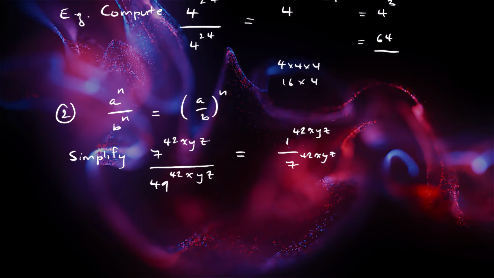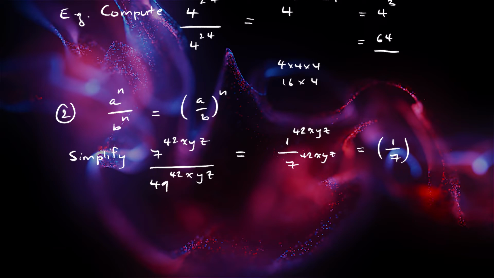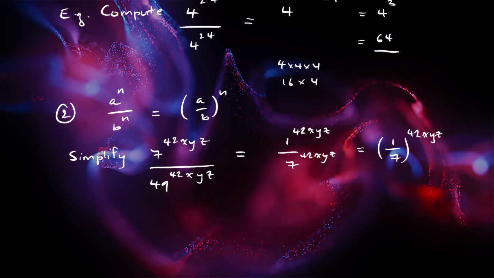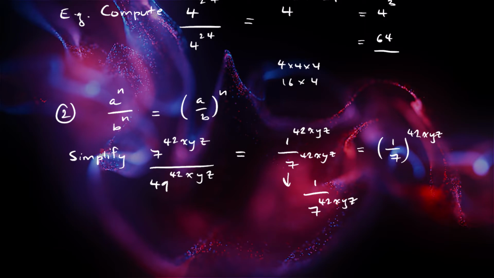So, as a result, what we can do is take out that power. This is the same as 1 over 7, to the power of 42xyz. Now, you may not consider this the simplest form because, as you know, 1 raised to the power of anything is still going to be 1. So we could have written this fraction as 1 over 7 raised to the power of 42xyz, and we can't go any further than this. So you might want to call that your simplest form. It's really up to you.